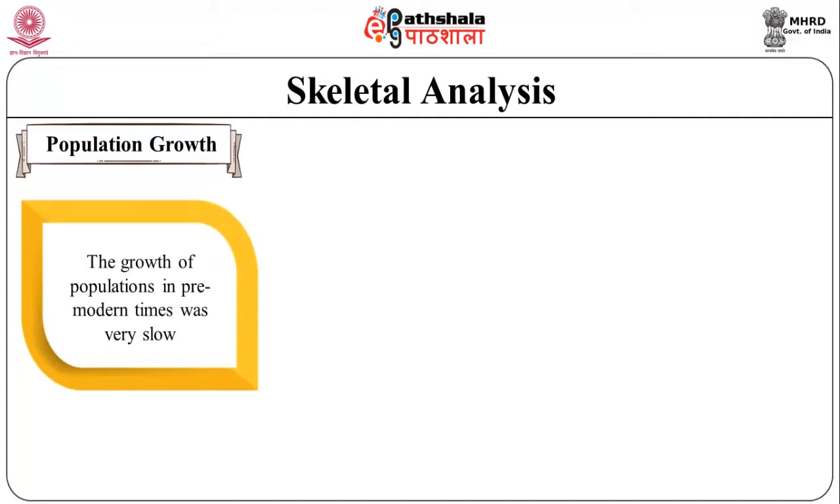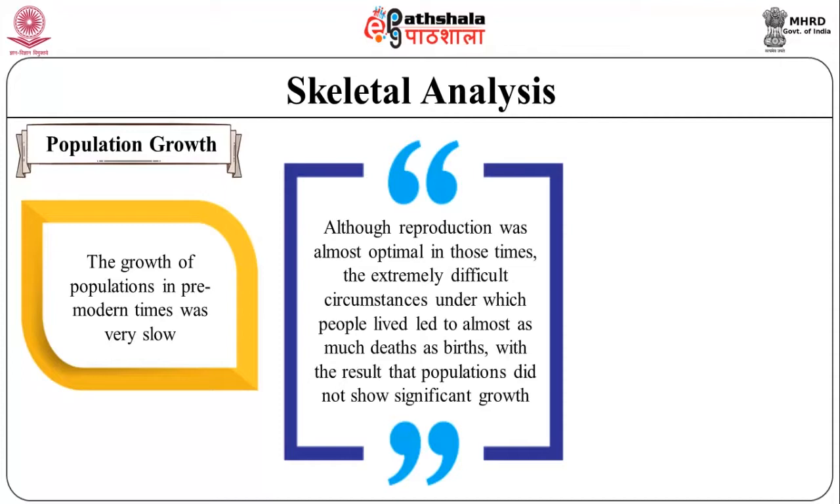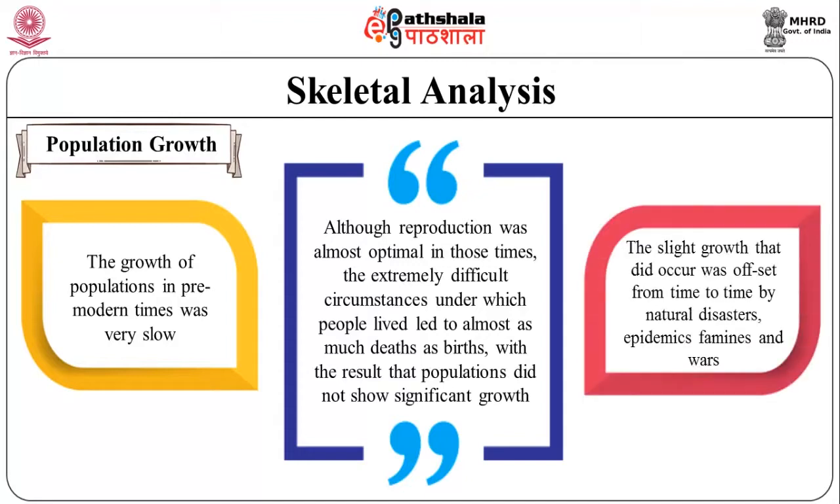The growth of the population in the pre-modern times was very slow. Although reproduction was almost optimal in those times, the extremely difficult circumstances under which people lived led to almost as much death as birth, with the result that the population did not show significant growth. The slight growth that did occur was offset from time to time by natural disasters, epidemics, famine and wars.